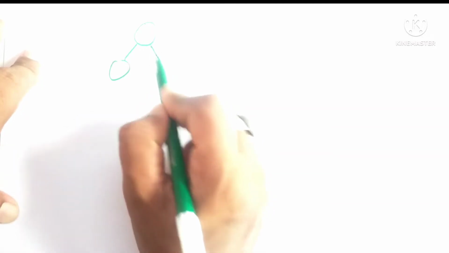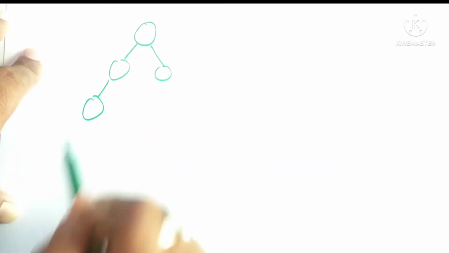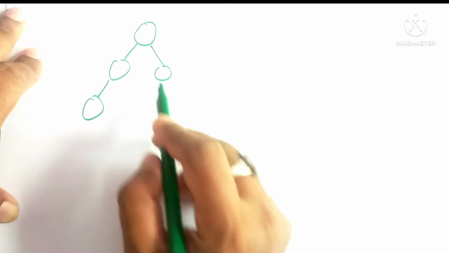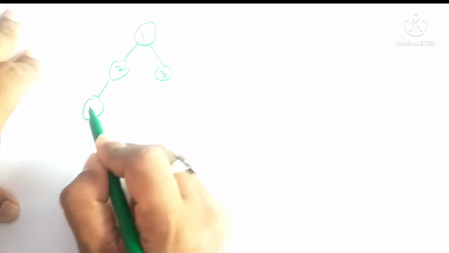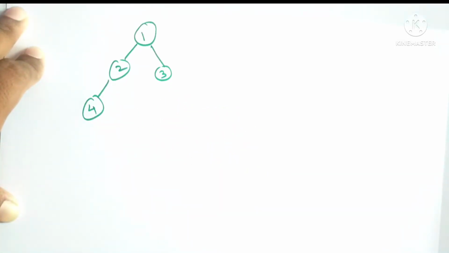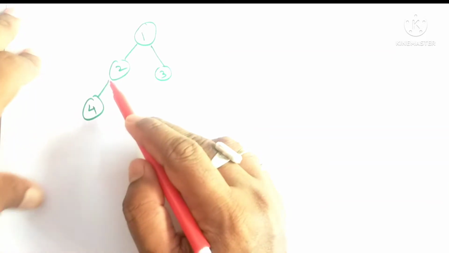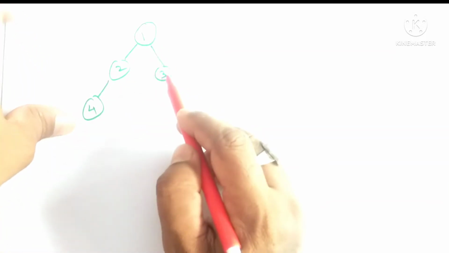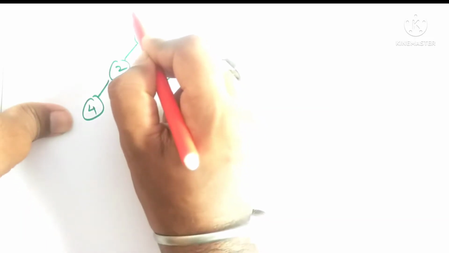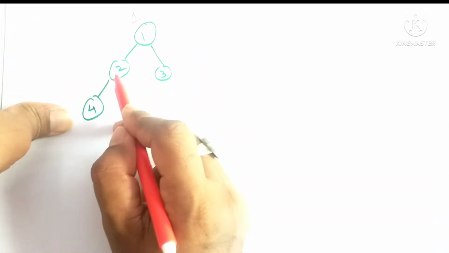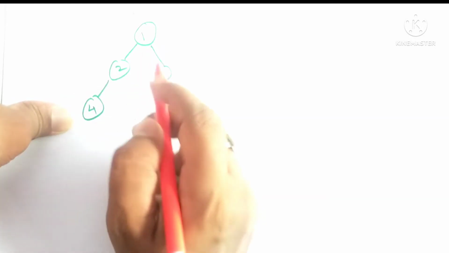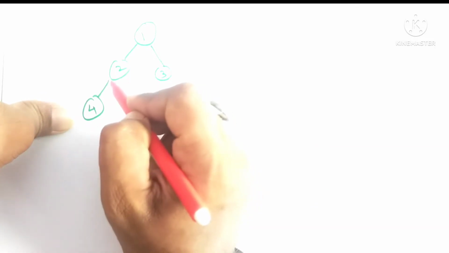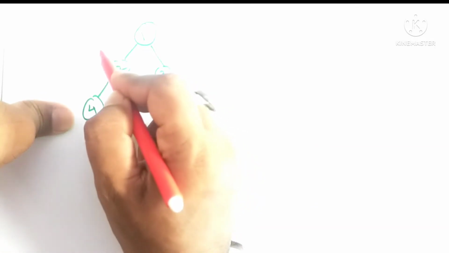Suppose this is a tree with, let's say, four nodes. So how to find the balance factor of node 1, node 2, node 3, and node 4? The balance factor is the height of the left subtree minus the height of the right subtree. For node 1, the left subtree height is 2 and the right subtree height is 1, so the balance factor is 2 minus 1, which is 1. For node 2, the left subtree height is 1 and there is no right subtree, so 1 minus 0 is 1.